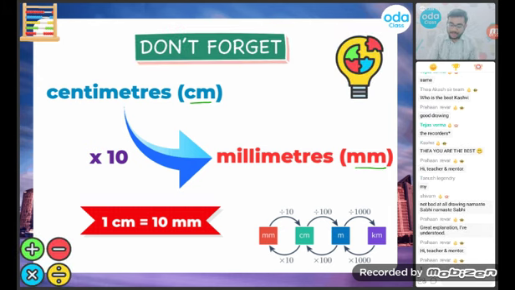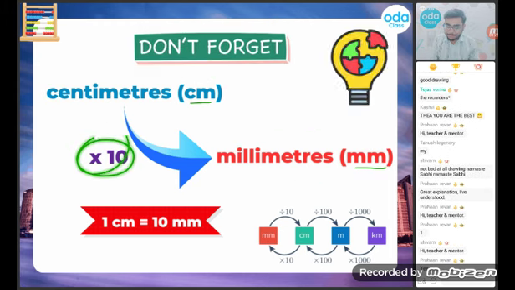Okay? We are going to convert centimeters to millimeters. What you have to do, children? You have to multiply by 10.